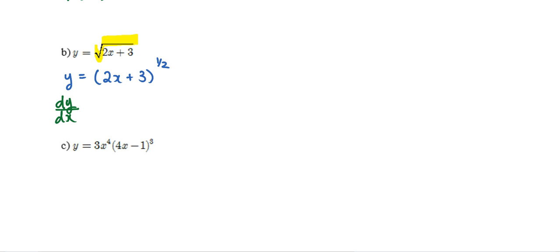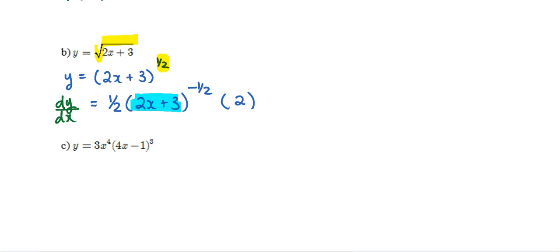I'm going to say dy/dx. And once again, I see a power here, so that probably means that I need to do the power rule first. So this will be 1/2 times (2x + 3) to the power of negative 1/2. Alright, so there's the power rule in action. And the chain rule tells us that we just need to take the derivative of the inside function. So the derivative of the inside is simply going to be 2.